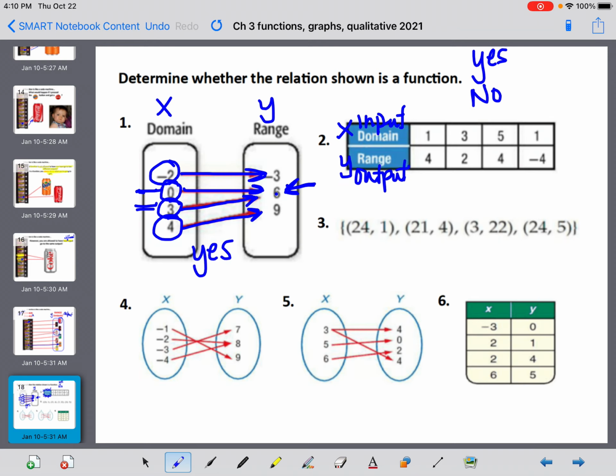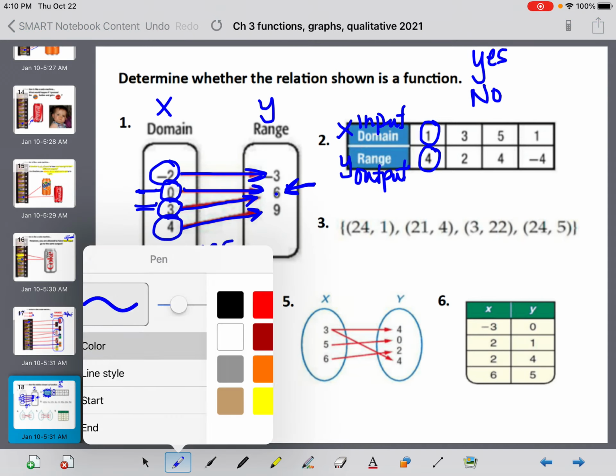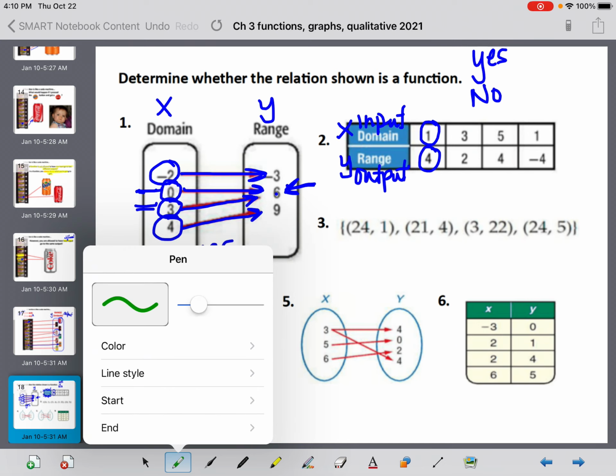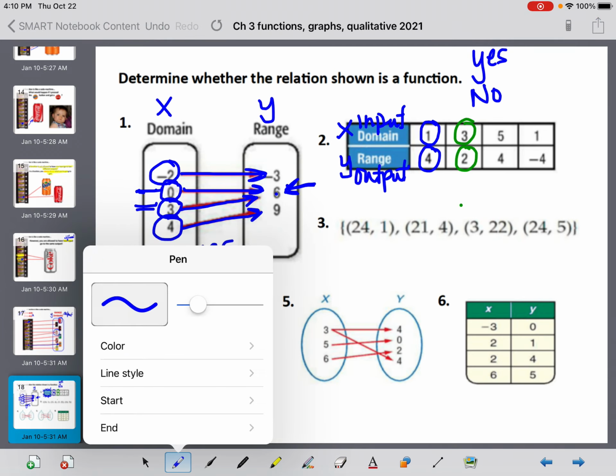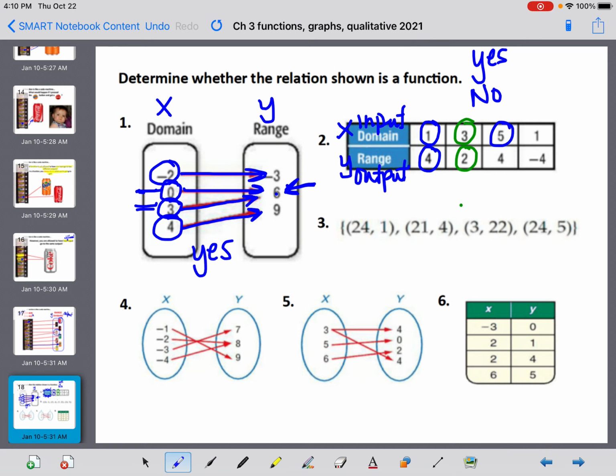And so let's just take a look at this data and see what's happening. When I put in a 1, I got out a 4. Okay, then next in my function, I put in a 3 and I got out a 2. That's okay. Then I put in a 5 and I got out a 4.